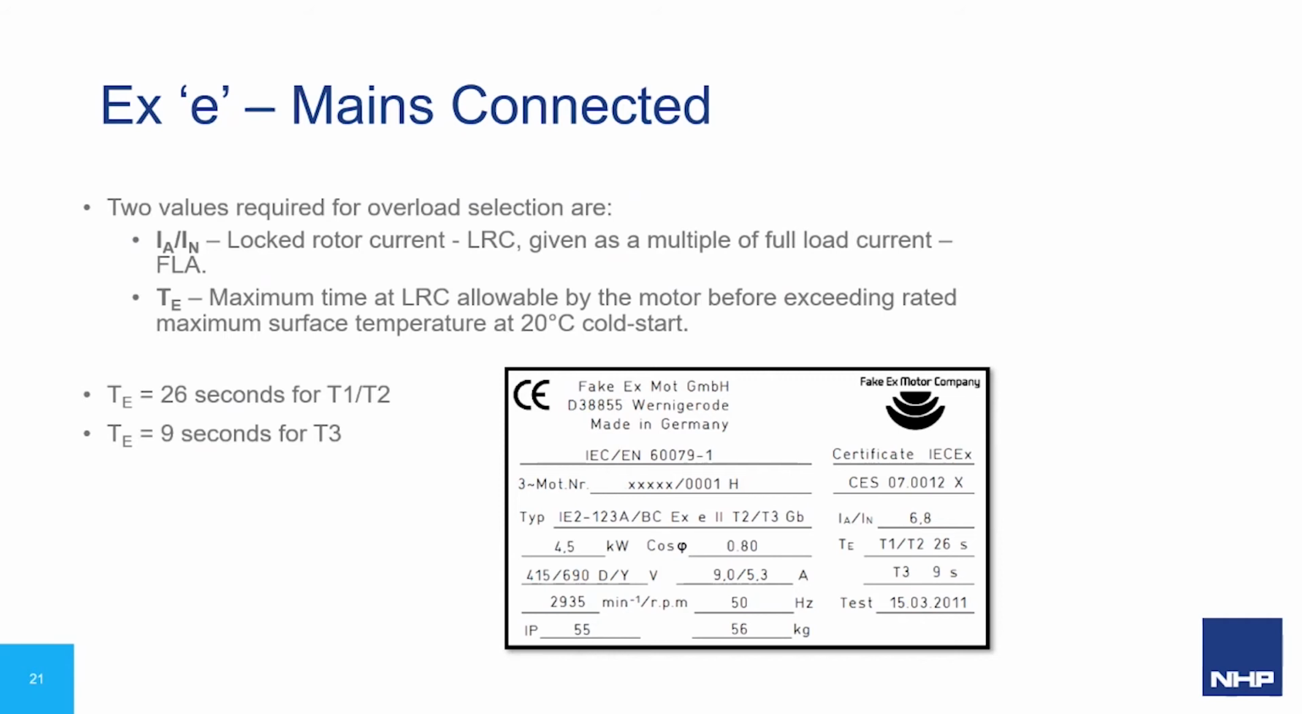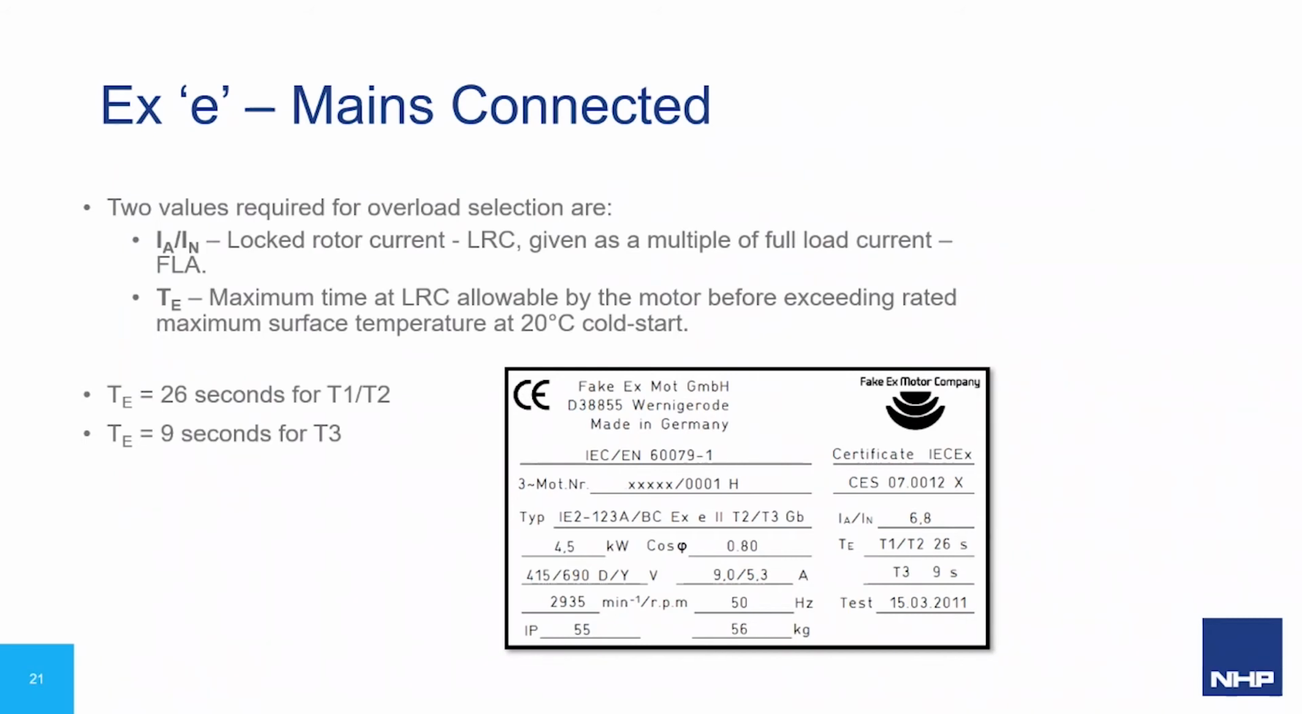Now, in this example, there are two values given for TE, which are actually prefixed with the temperature class the TE value is associated with. So from the temperature class T1, T2, we see a TE of 26 seconds. This is for applications where the explosive atmosphere is classified as T2 or 300 degrees Celsius, and the maximum surface temperature of the motor must not exceed this value or risk ignition of the atmosphere.